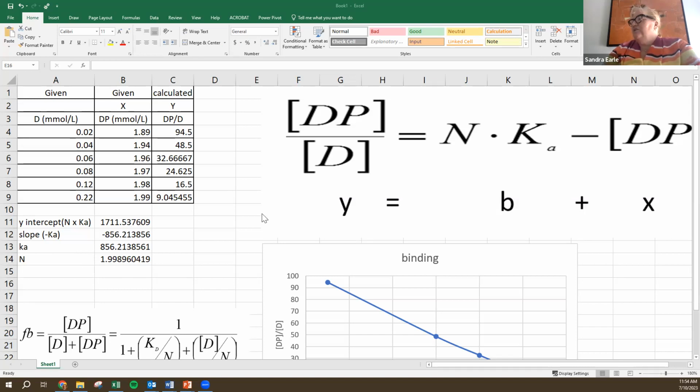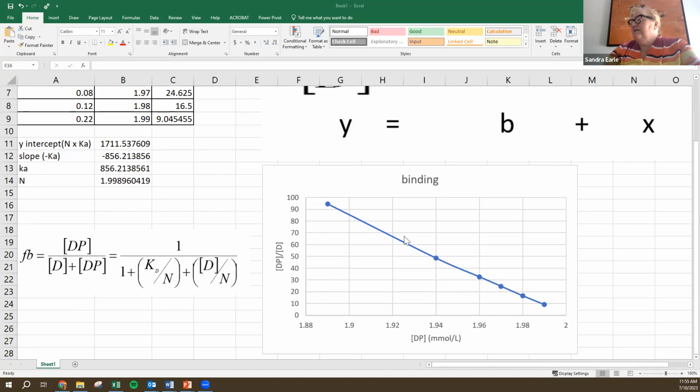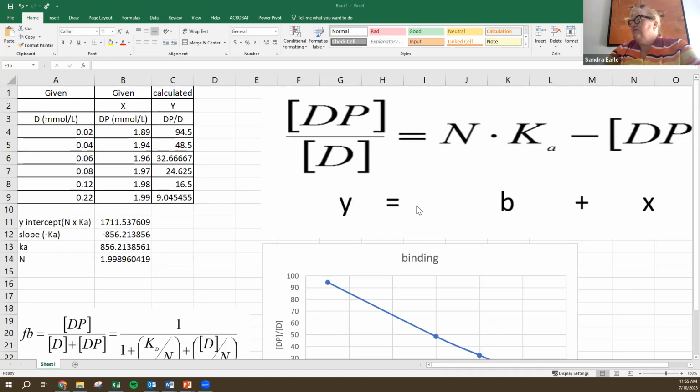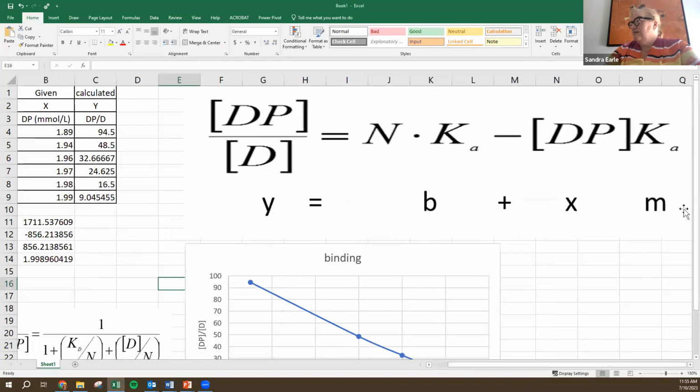right here, using this line to determine our y-intercept, which is equal to the number of protein binding sites, big letter N, times Ka, which we determined to be 1,711. And our slope, which is negative Ka, remember here, I'm going to slide over to see. So our slope, this M, is negative Ka. Our X value is our bound concentration, and our Y value is this calculated bound over free concentration.